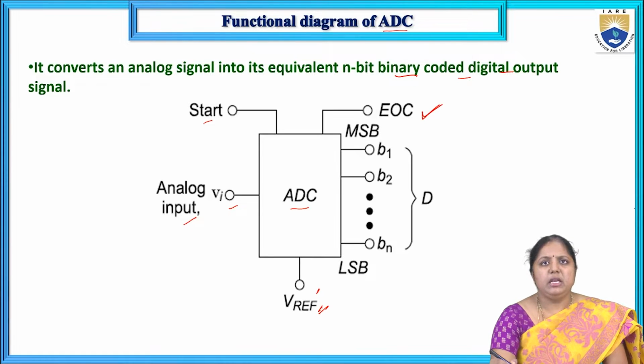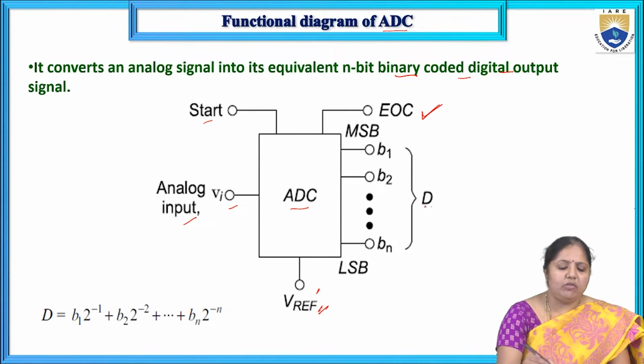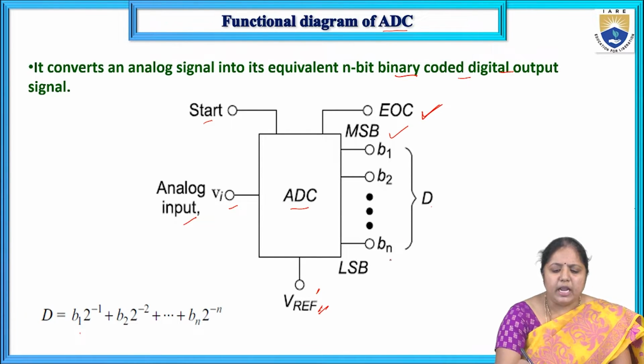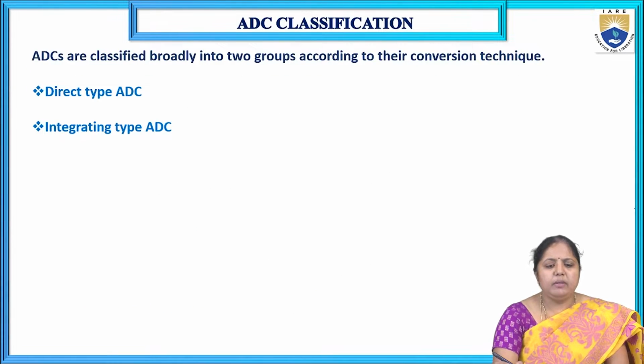In the last class we saw the classification of the ADC. D equals B1 into 2 power minus 1 plus B2 into 2 power minus 2 and so on, up to Bn into 2 power minus n. Out of this, B1 is the MSB bit and Bn is the LSB bit value. ADC is classified into two types: direct type ADC and integrating type ADC.